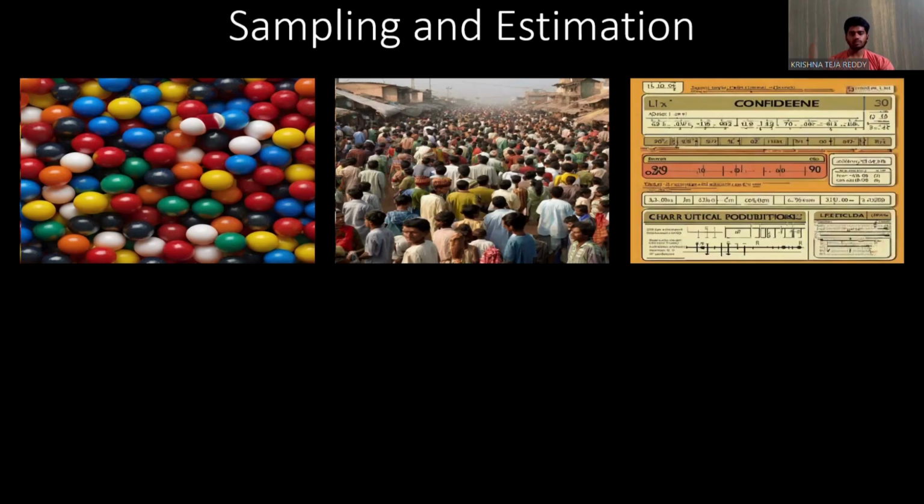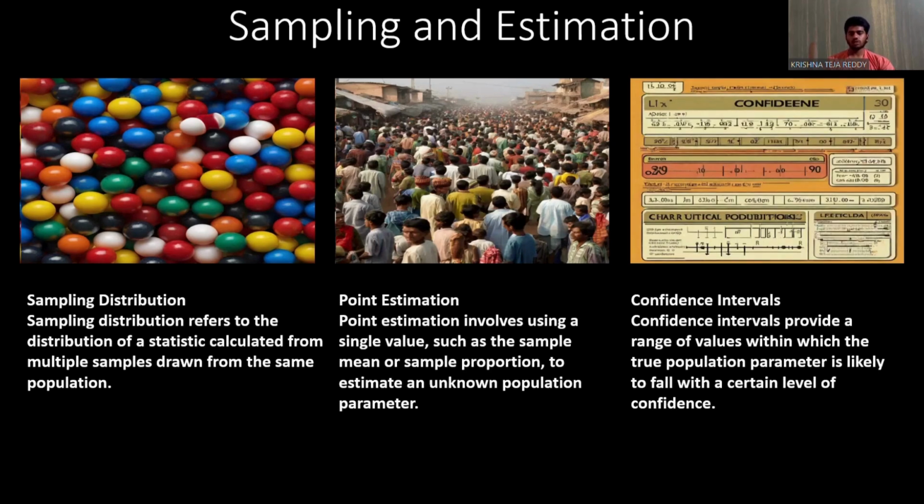Sampling and estimation. Sampling distribution refers to the distribution of a statistic calculated from multiple samples drawn from the same population. Point estimation involves using a single value such as the sample mean or sample proportion to estimate an unknown population parameter. Confidence intervals. A confidence interval provides a range of values within which the true population parameter is likely to fall with a certain level of confidence.